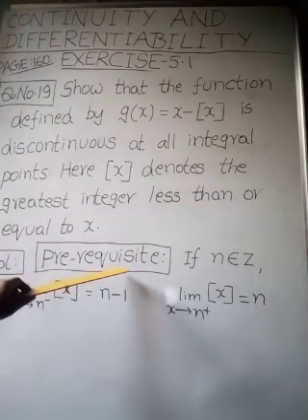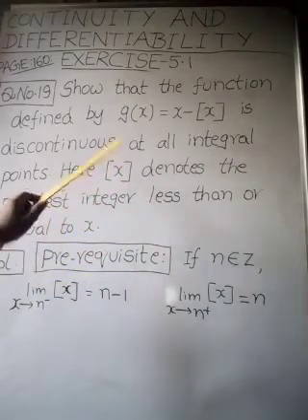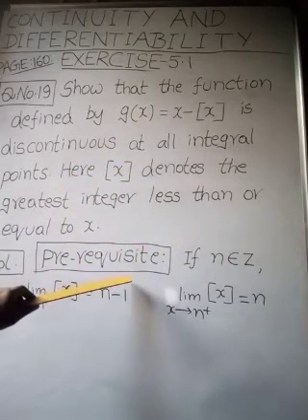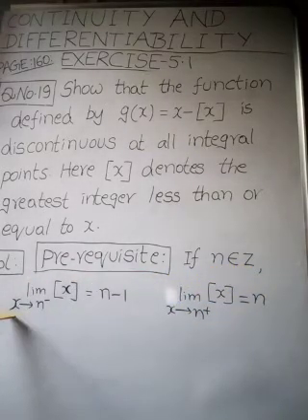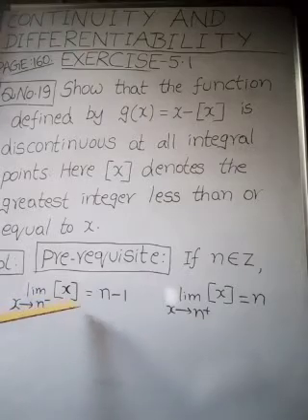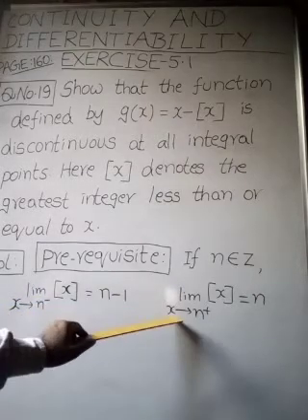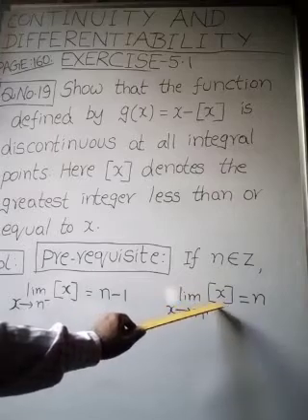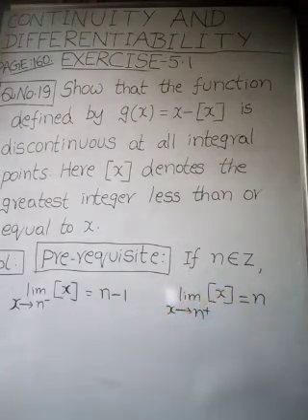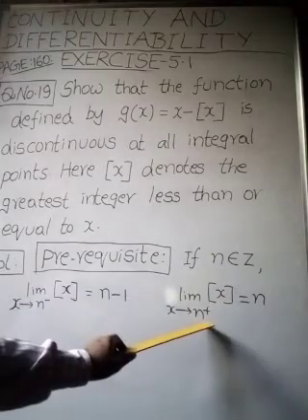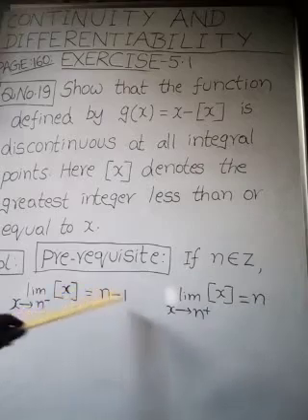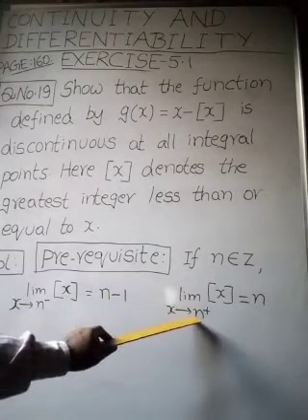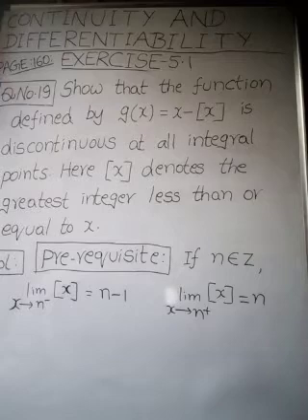Prerequisite means previous knowledge. To solve this question, you have to know this. If n belongs to Z, if n is an integer, as x tends to n minus, limit [x] is equal to n minus 1. As x tends to n plus, limit [x] is equal to n. This is the left hand limit and this is the right hand limit. If n is an integer, then its left hand limit value is n minus 1 and its right hand limit value is n. Understood this point, my dear children? Right.